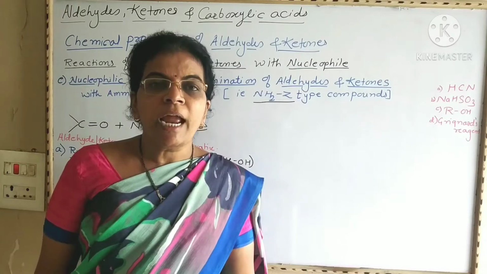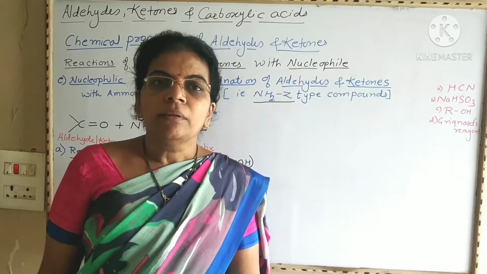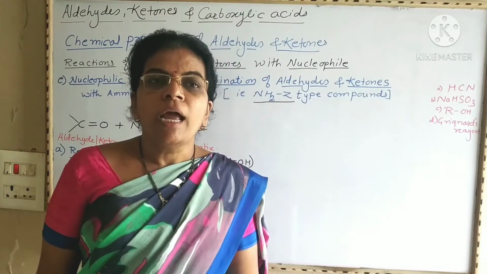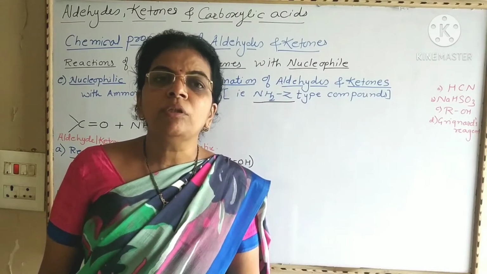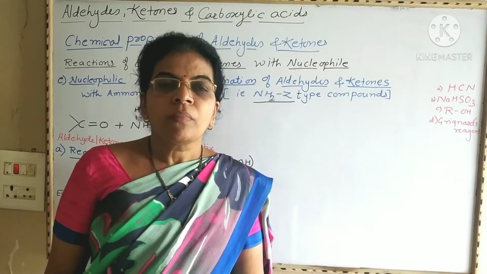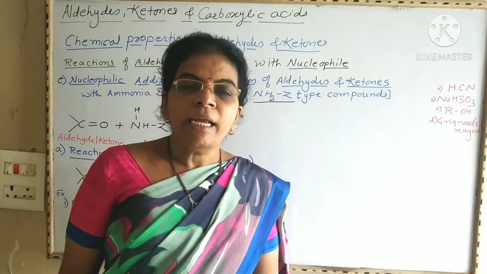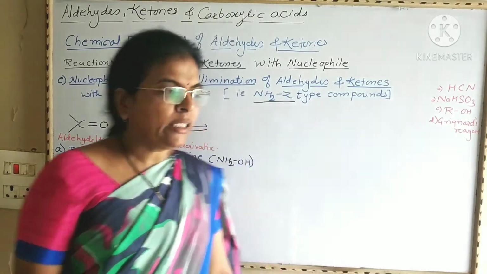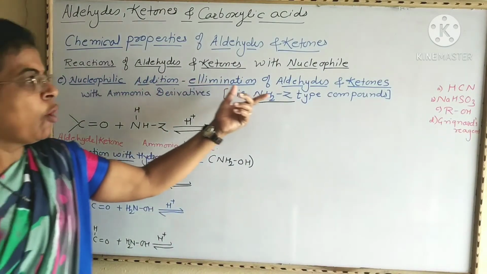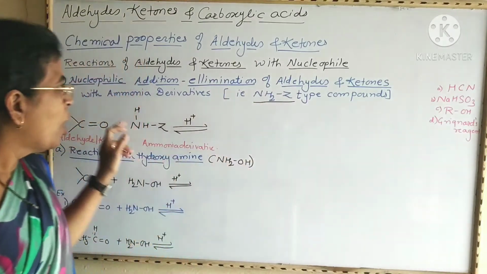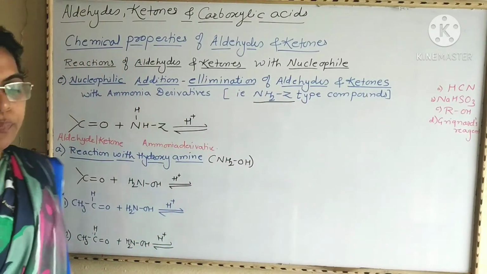Aldehydes, when they react with Grignard's reagent, give secondary alcohol, and ketones with Grignard's reagent in presence of dry ether give tertiary alcohols. Now we are going to see the next, or fifth, reaction, that is nucleophilic addition elimination of aldehydes and ketones with ammonia derivative.